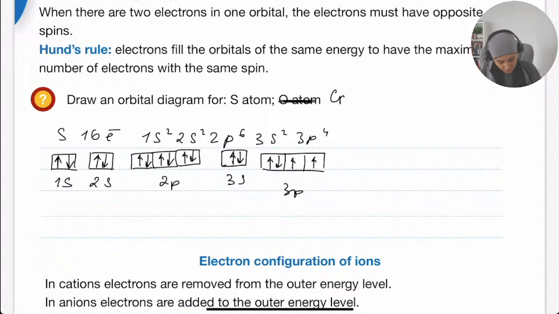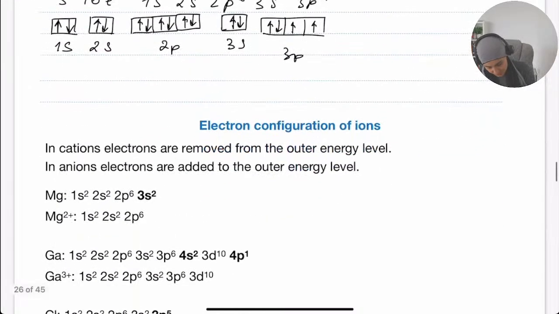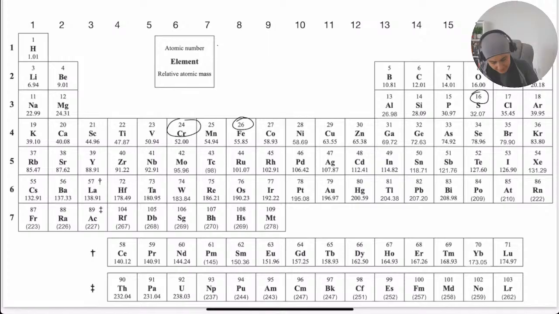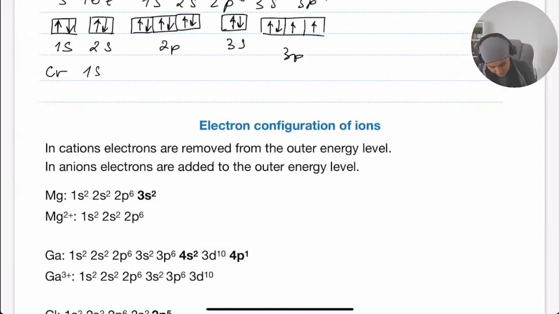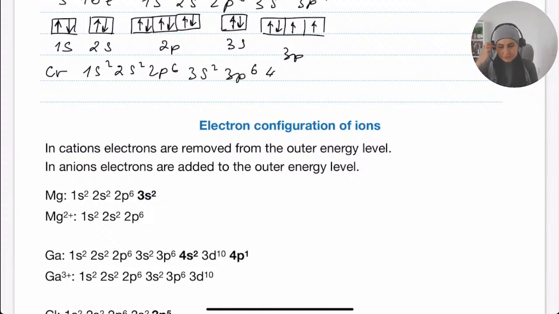Let's do one for chromium. Do I have space? Well, I'll try to fit it in. So chromium. Remember, chromium was an exception. It has 24 electrons. So it would be 1s2, 2s2, 2p6, 3s2, 3p6. Then if I wrote it normally, I would say 4s2, 3d4, that's 24 electrons, but we know it's an exception, so I write it as 4s1, 3d5.